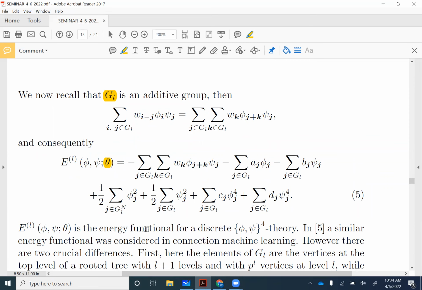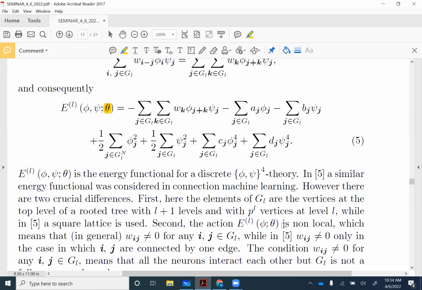Okay, so EL is the energy functional for a discrete phi^4 theory. This is the paper that I presented in my first seminar. A similar energy functional was considered in connection with machine learning. However, there are two crucial differences. First, here the elements of GL are the vertices at the top level of a rooted tree with L plus 1 levels, and with p to the L vertices at level L. While in that paper, a square lattice is used.